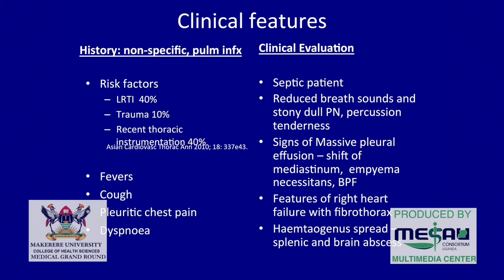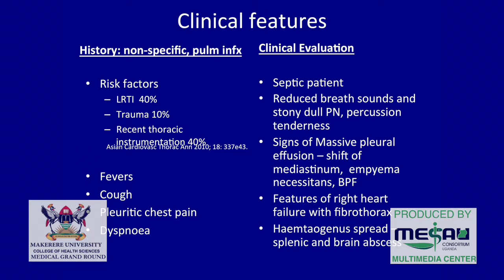And there are signs of massive pleural effusion like the shift of the mediastinum, so the trachea is shifted. There might be hyperresonance on the opposite side because of hyperinflation of the opposite lung due to compensatory emphysema.